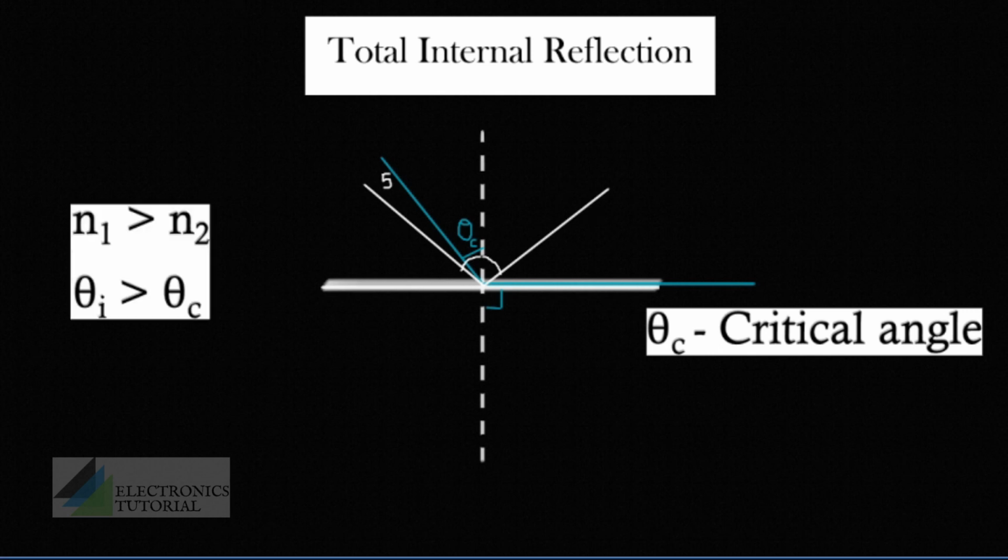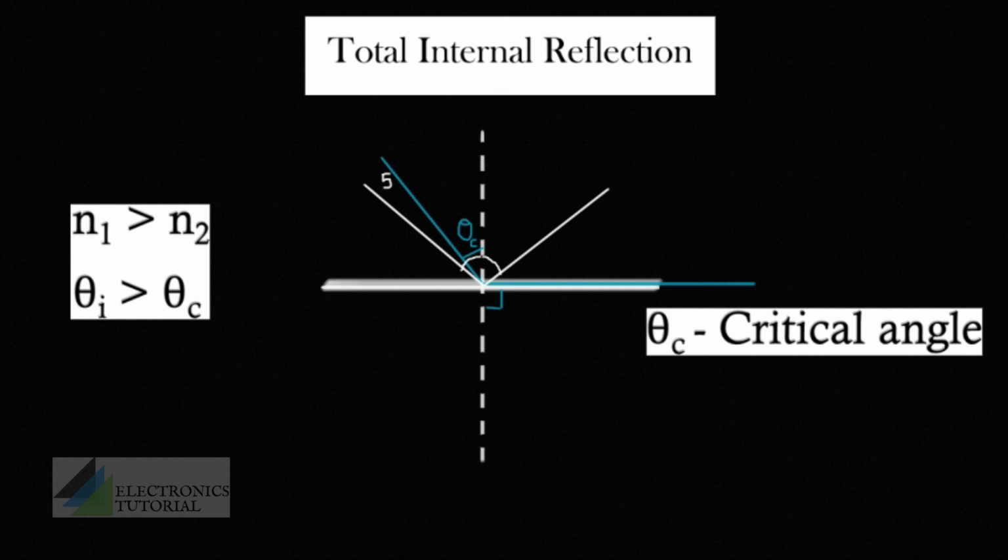So the basic requirements for obtaining total internal reflection are: the refractive index of the first medium should be greater than the refractive index of the second medium, and the angle of incidence should be greater than the critical angle. For all angles greater than the critical angle, the refracted beam will be seen in the first medium itself.